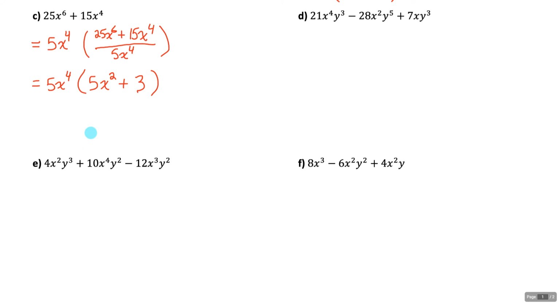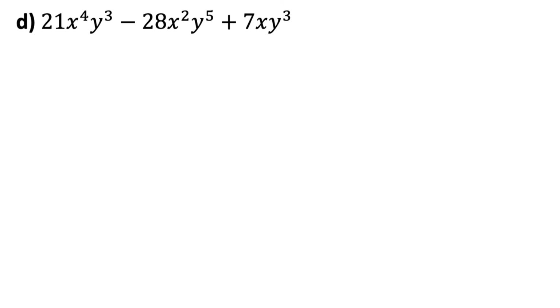Part D, this is the first time where we have 3 terms. For all 3 terms, let's start by looking at the coefficients, 21, 28, and 7. The greatest common factor between those 3 numbers is 7, so I'm going to for sure common factor out a 7. Also notice for all 3 terms, they all have factors of x and they all have factors of y. Between the 3 terms, if we look at the x's, which x has the smallest exponent? It's the one in the third term, which is just an x to the 1.